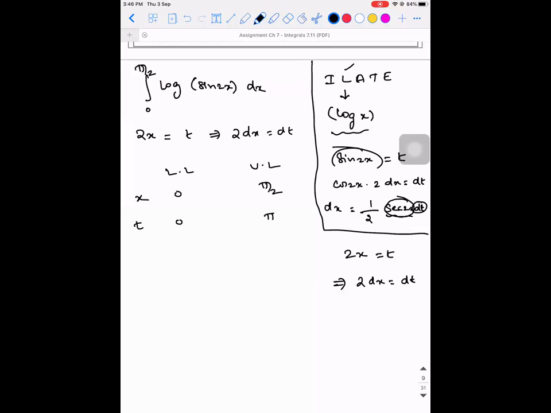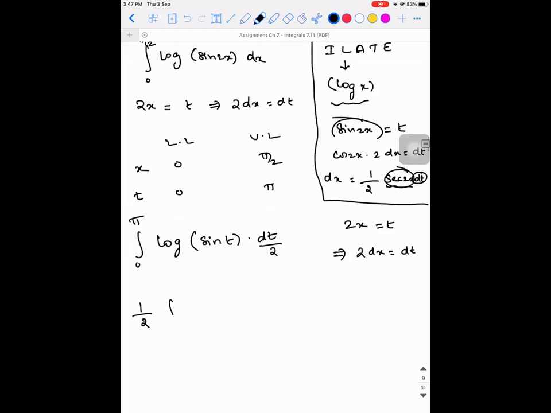Okay. So it will become integral of 0 to pi, because you are shifting it to some other variable. Integral of 0 to pi, then what can you do to this, guys? Log of sin t into, in the place of dx, what can we do? dt by 2. Don't forget the 2. Okay, 1 by 2 into integral of 0 to pi log of sin t dt.